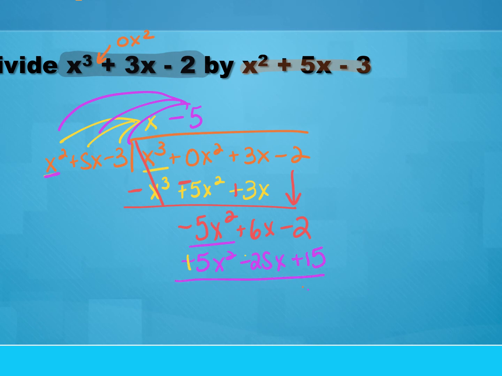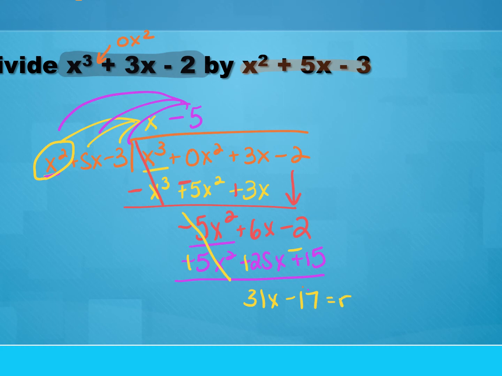Change your signs and add. Negative 5x squared, positive 5x cancels out. 6x plus 25x becomes 31x. Negative 2 minus 15, negative 17. Now the exponent on the outside has become higher than the exponent on what I've got to divide into it, so I am done. That whole thing is my remainder.